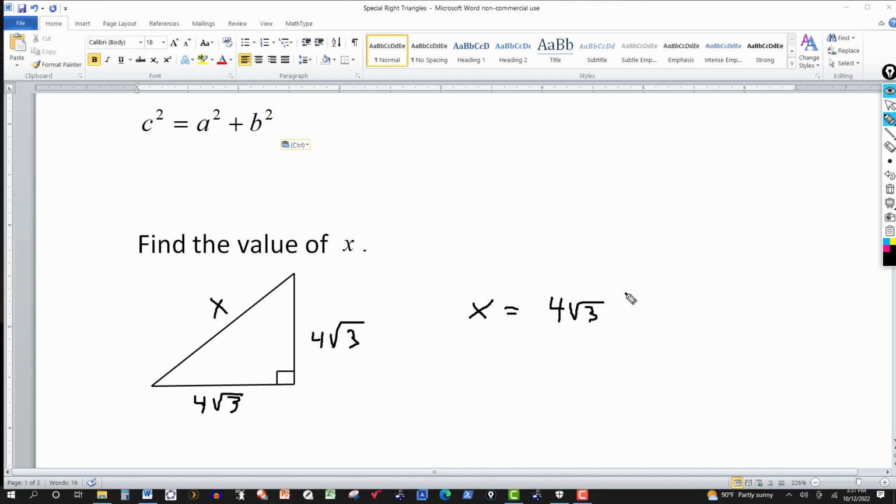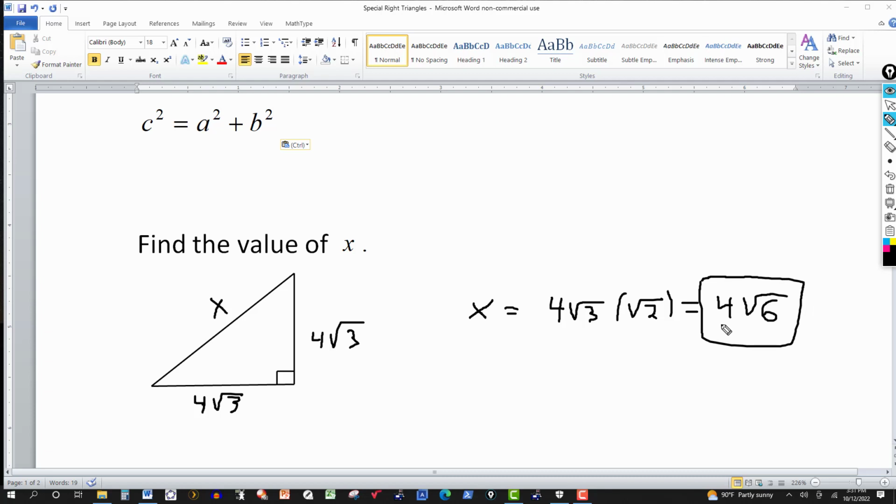And then we multiply this by the square root of 2. So again, with radicals you can multiply the radicands, so it'll be 4, and then the square root of 3 times the square root of 2 is the square root of 6. This is your exact answer.